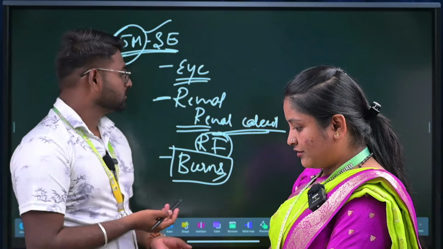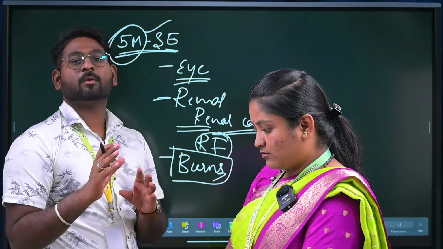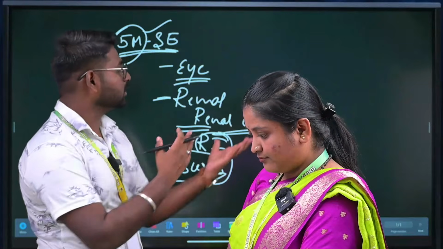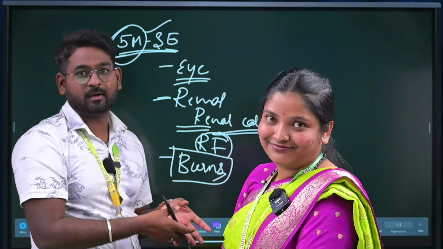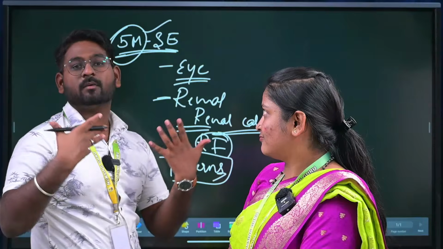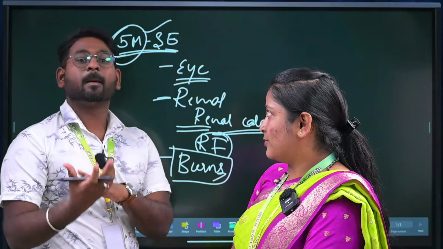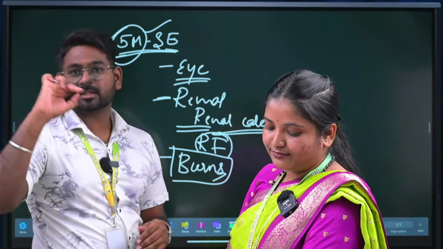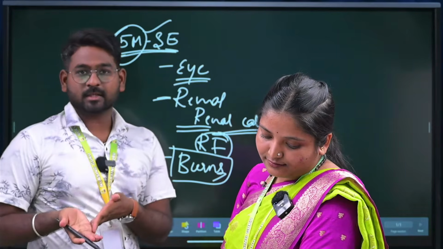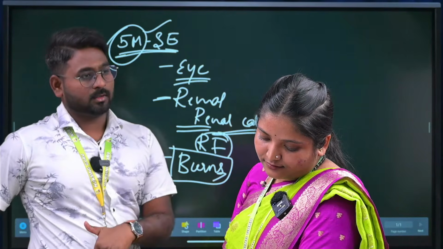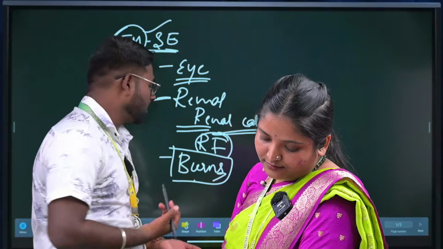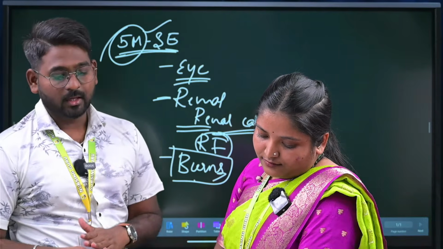Rule of 9 they may ask. Yes ma'am, explain about rule of 9. So you need to draw the diagram. You already know the diagram, and which body parts have how much percentage. You just mention and write the percentage and explain one by one. That is what they are going to expect to be asked.